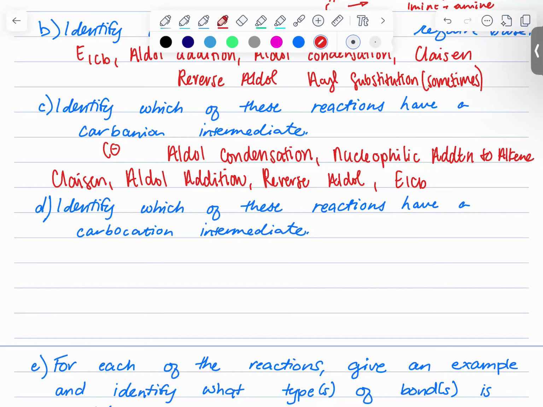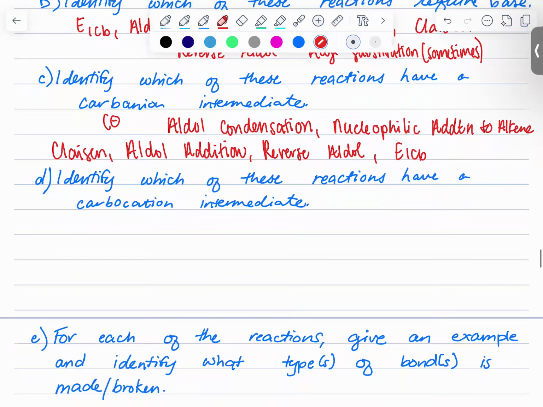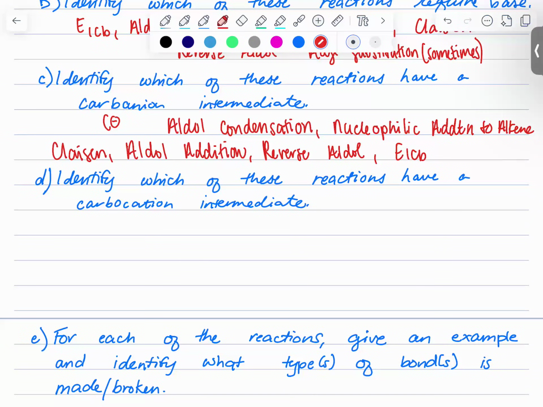Are there questions about how we got to these answers? Okay, we'll move on then. What is a carbocation? Put any old positive charge on a carbon. So which of our reactions can go through a carbocation?